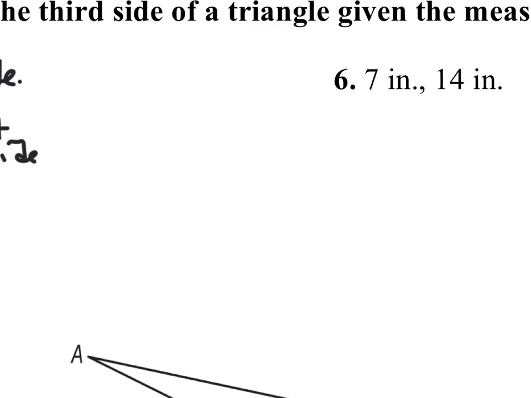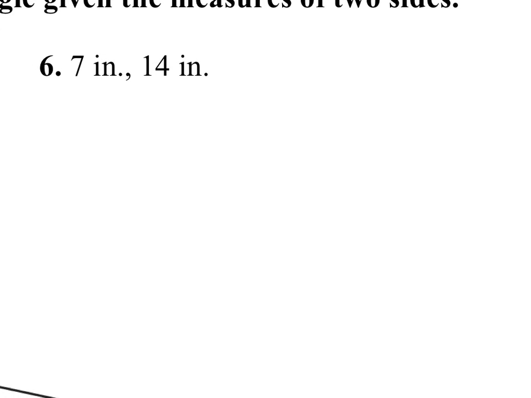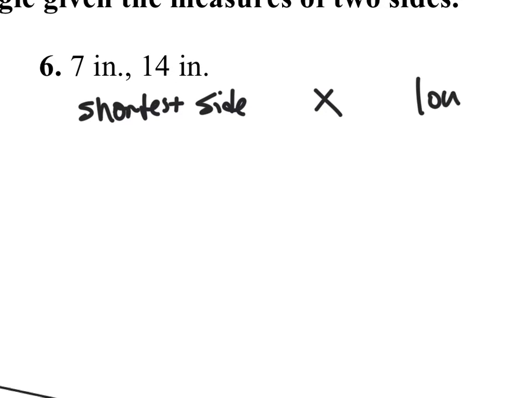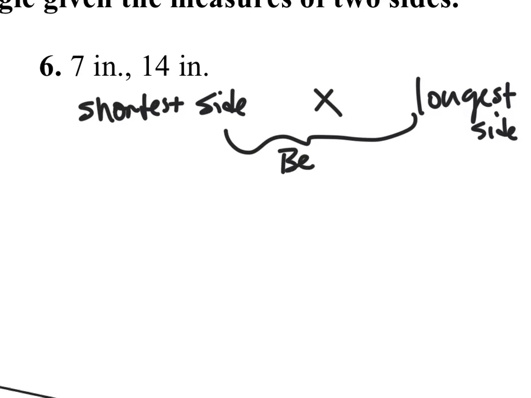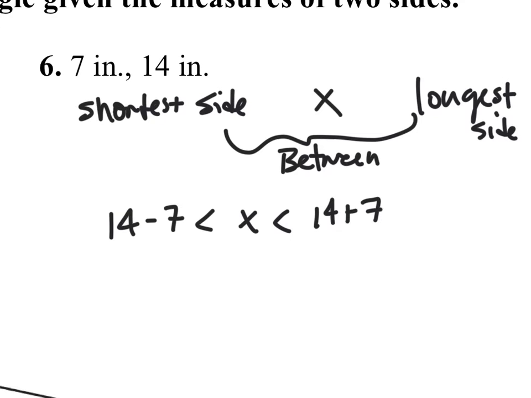Let's go ahead and apply that to number 6, okay? I'm going to do the same thing. I'm going to say the shortest side, okay? I'm going to put x in the middle, and I'm going to put longest side, okay? Longest side. So the shortest side, and I know that x has to be between these two, okay? So what I would want to do is I want to take 14 minus 7, set that less than x, and then set x less than 14 plus 7, okay?